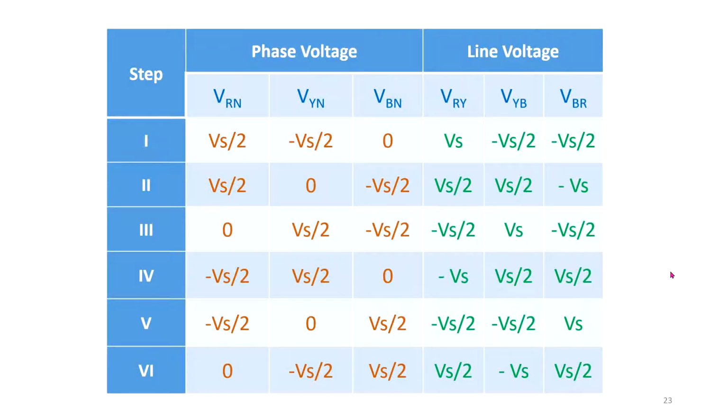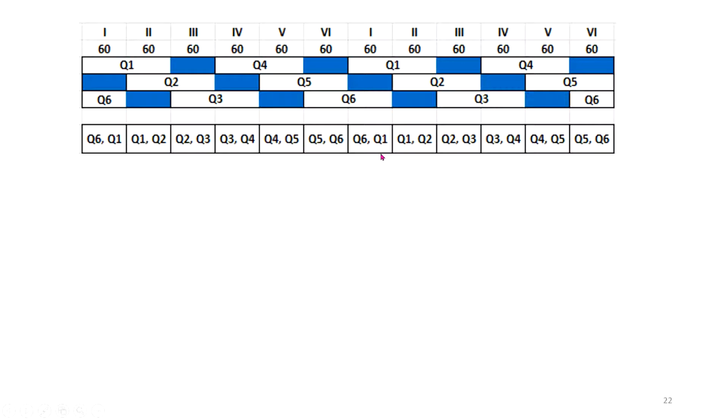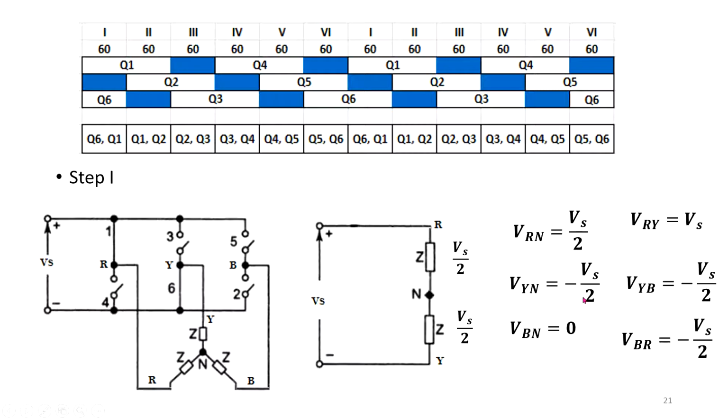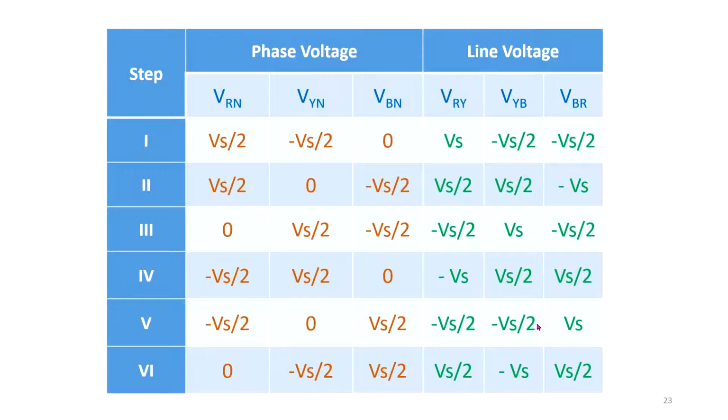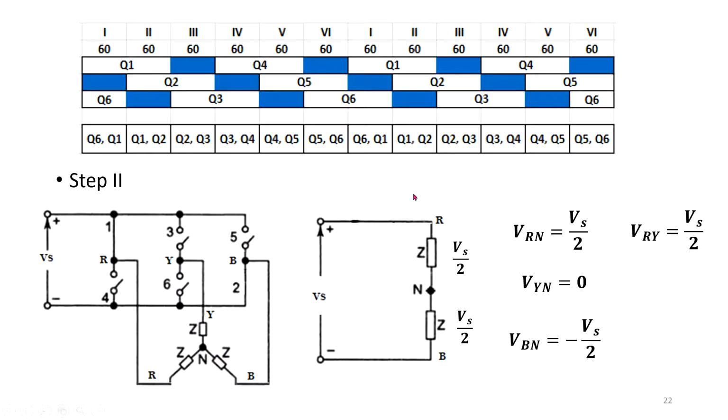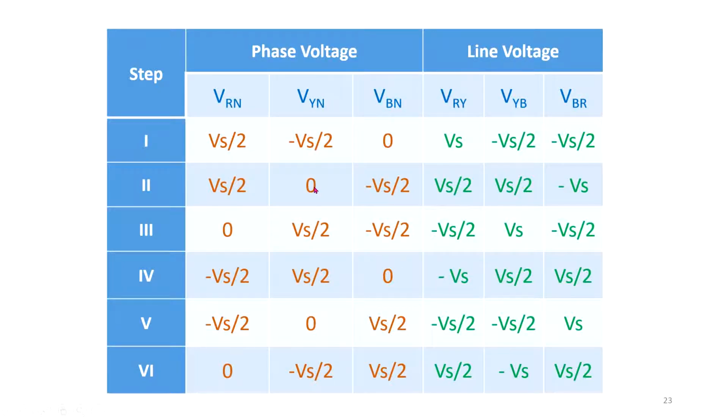Okay, we have just concluded two steps. Step 1, we have seen the phase voltages and put those in the table. Okay, Vs by 2 minus Vs by 2 is 0. Similarly, you go back and see for step 1, and this is our step 1. Rn and Yn have a value, Bn is 0. Okay, and Yn is negative. Bn is 0, Vs by 2, Yn is negative. Similarly, the case for the next one, which is Rn Vs by 2, Yn is 0, and Bn is minus Vs by 2. So does this one.